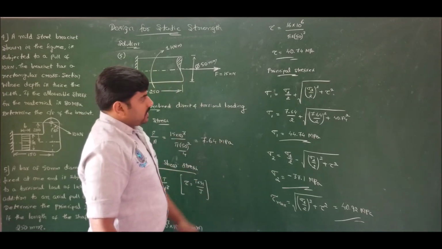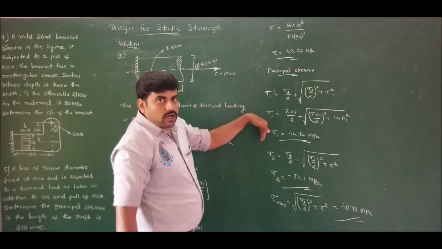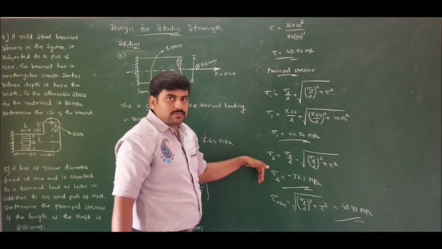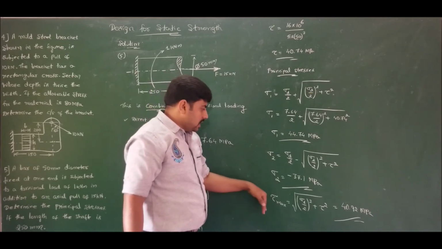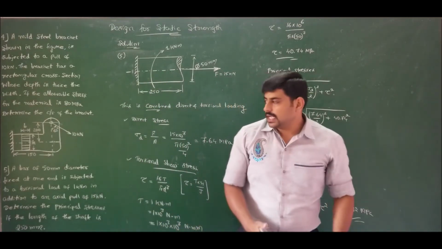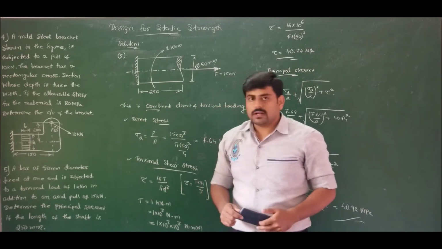So this is the solution for the given problem. Maximum principal stress is 44.74. Minimum principal stress is minus 37, which is compressive, and maximum shear stress is 40.92. So this completes problem number 5.